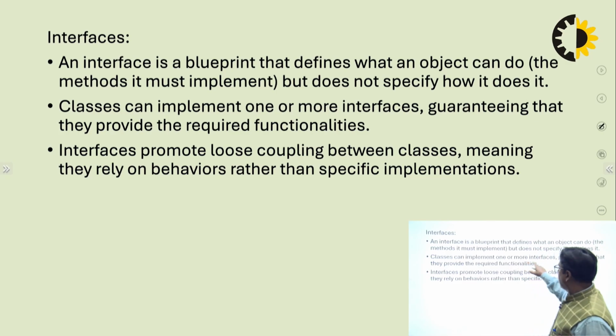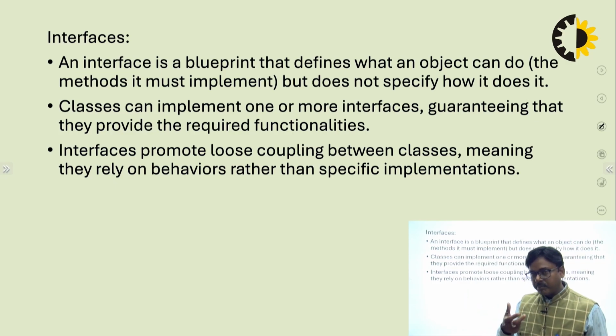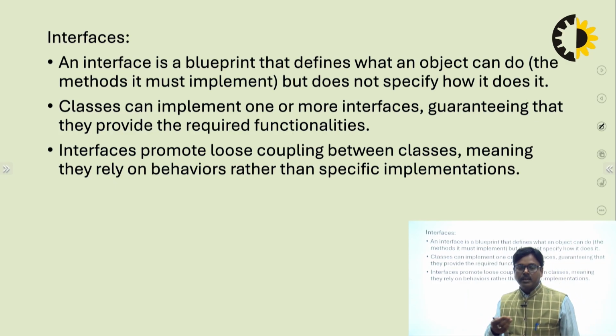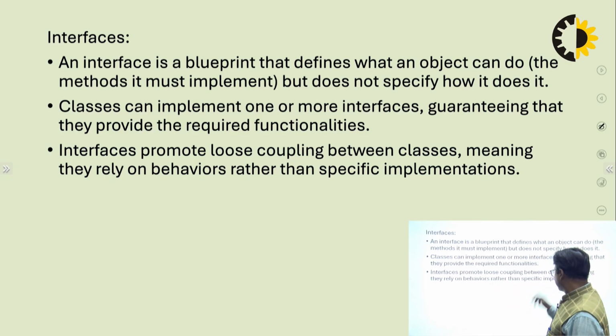Classes can implement one or more interfaces, providing the required functionality. As we already know, object-oriented concepts have multi-level inheritance and multiple inheritance. Java does not have multiple inheritance, and this feature is only possible with the help of interfaces. This means the interface helps to overcome a feature that has not been established in Java, but in other object-oriented programming languages, this feature is already there. Interfaces promote loose coupling between classes, meaning they rely on behaviors rather than specific implementations.